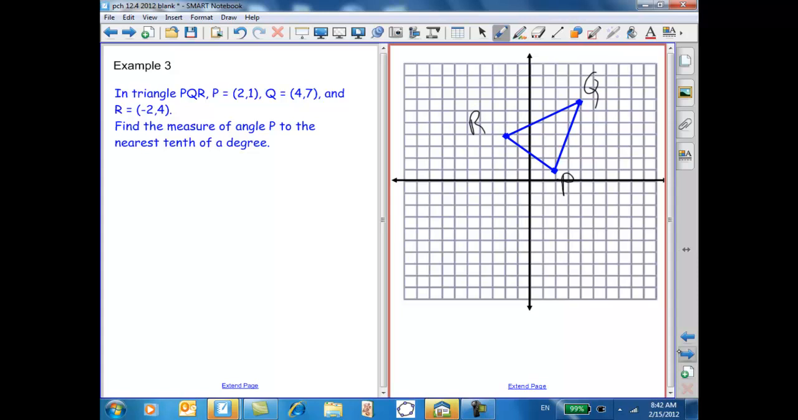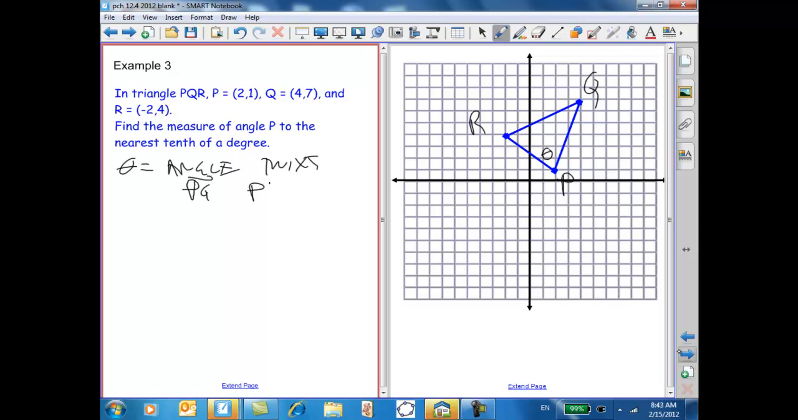So to find the angle theta here, or P in this case, let's call it theta right there. You could sit there and go through the distance formula for each of these, right? And then you're still not done, because then you got to put in the law of cosines. I put it to you that this is going to be less work. If we say theta equals the angle twixt the vector PQ and the vector PR.